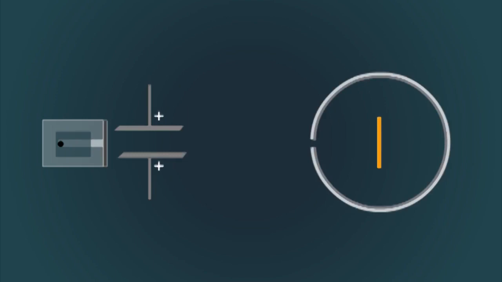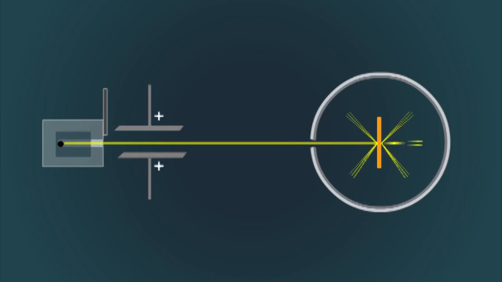These accelerated particles were condensed to a narrow beam by passing them through positively charged parallel plates. They were finally directed against a very thin gold foil placed at the center of a circular zinc sulfide screen. Rutherford expected the alpha particles to pass through the gold foil and produce bright scintillation at the point. However, to his surprise, some of these scintillations were produced in regions B and C.